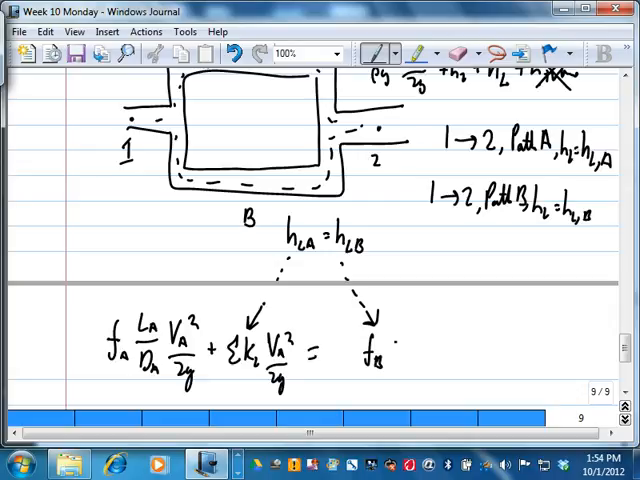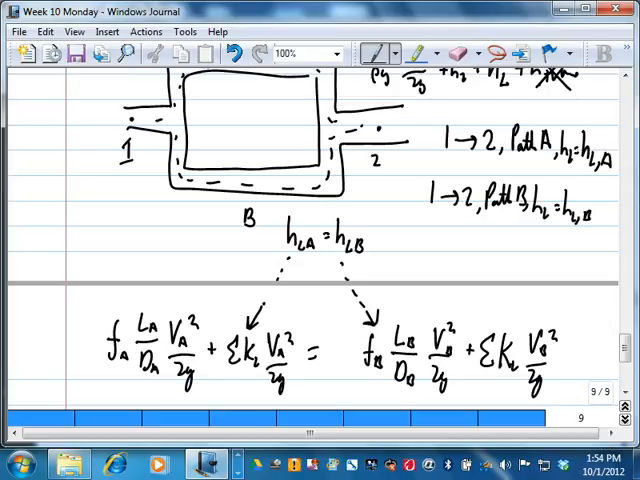Here, pipe B, f_B L_B over D_B times V_B squared over 2g, plus if there are any minor losses, K_L times V_B squared over 2g. Therefore this is equal. Is that okay? So pipe A's losses and pipe B's losses must be the same.